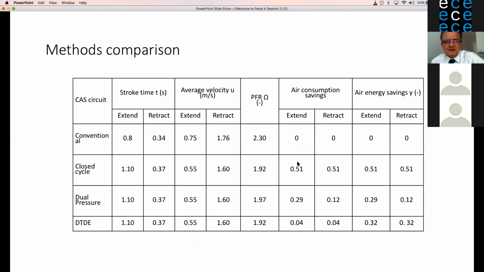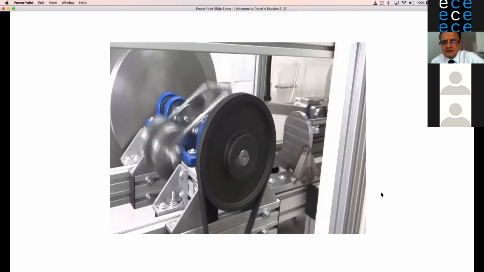So maybe I will not explain some details about air consumption and air savings. This is explained in more detail in our full paper. So Carol, can you run this movie in order to show our machine, our energy harvester unit?